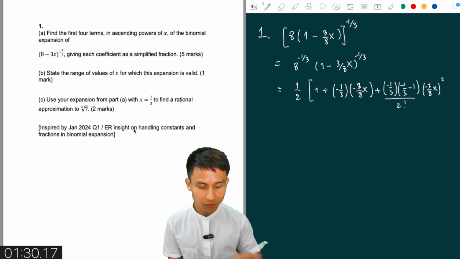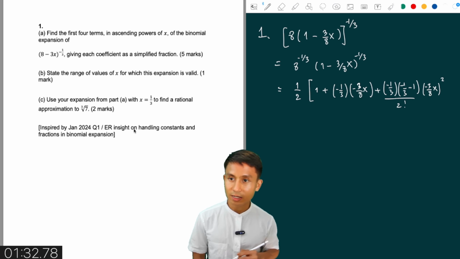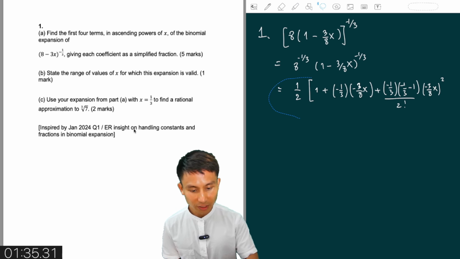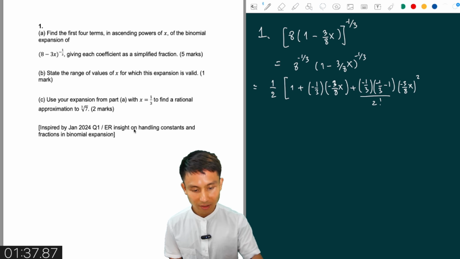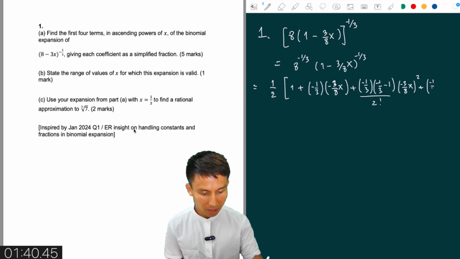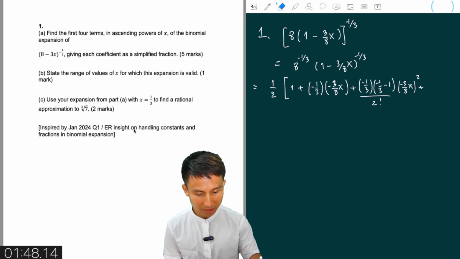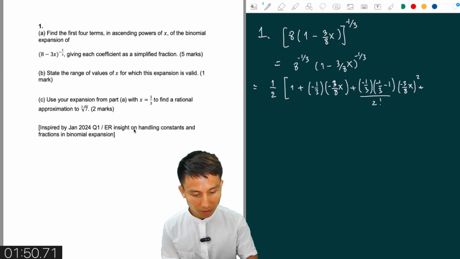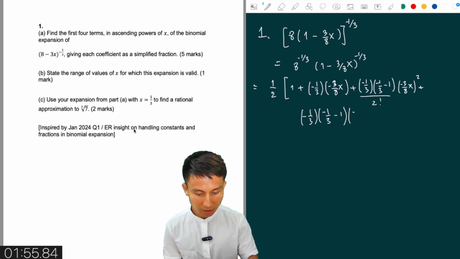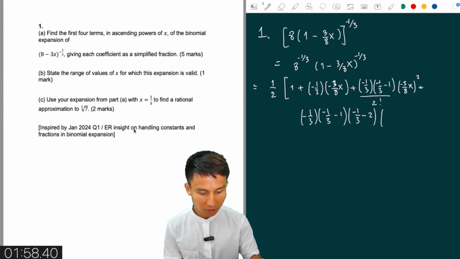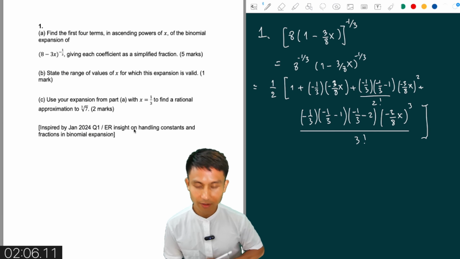Now we expand to the fourth term. We need some more space here. And then we add minus 1/3 times minus 4 over 3. I'm going to need another line here instead. So minus 1/3, minus 1/3 minus 1, minus 1/3 minus 2, and then minus 3 over 8 x to the power of 3, all divided by 3 factorial, and then we end there.